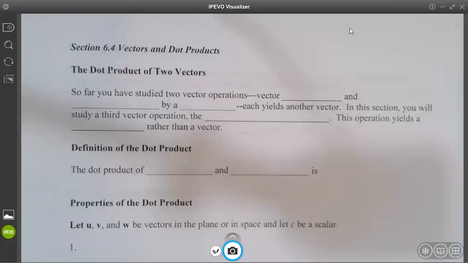All right, guys, 6.4 is a little bit shorter than 6.3, so we shouldn't take as long on these notes. But 6.4 is vectors and dot products. The dot product of two vectors.